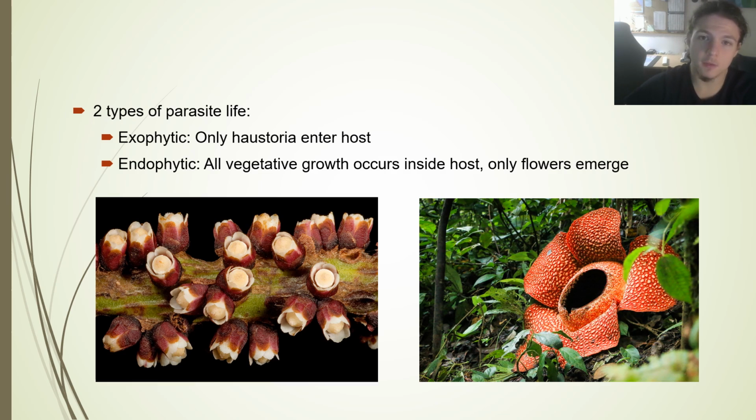Endophytic plants, on the other hand, have all of their vegetative growth occur inside of the host, while only the flowers emerge to bloom. This would be the stem suckers on the left and the Rafflesia flower, or the corpse flower, on the right.